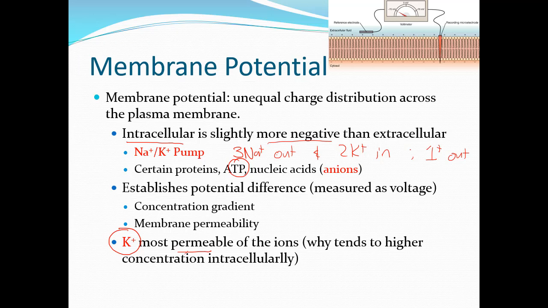And since potassium is a positively charged ion, and we just said earlier on that inside the cell is slightly negative, this being positive, it's going to want to go into the cell due to the negative charge within the cell. And so that's why we have more potassium inside the cell than outside of the cell. And so it has a higher concentration of potassium intracellularly.